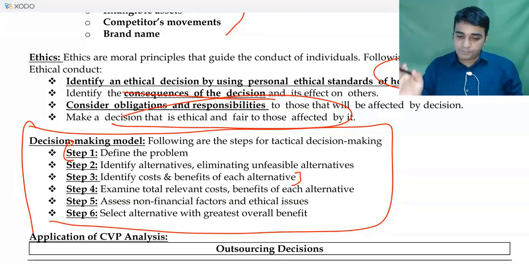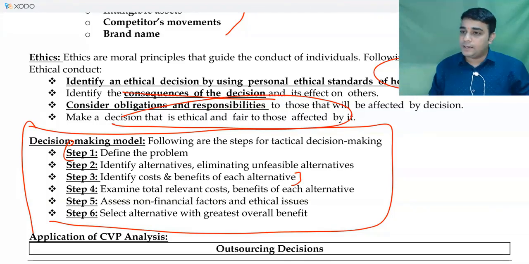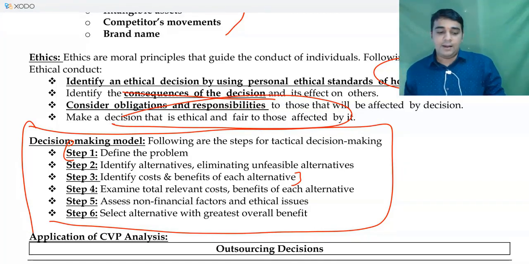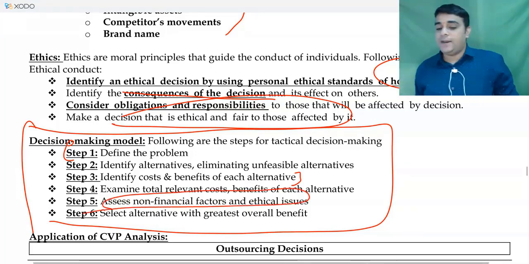What is the problem? Look at what are the alternatives. Identify cost and benefit of the alternative. Financially you are making money, go ahead. Financially you are losing money, don't go ahead. That is what was earlier done. But now they are saying assess non-financial factors.